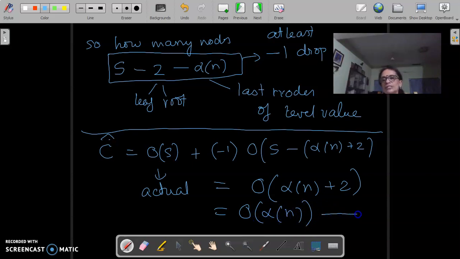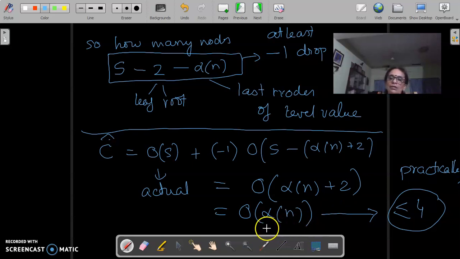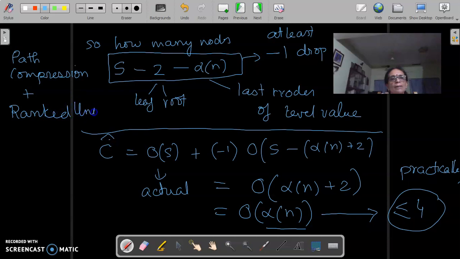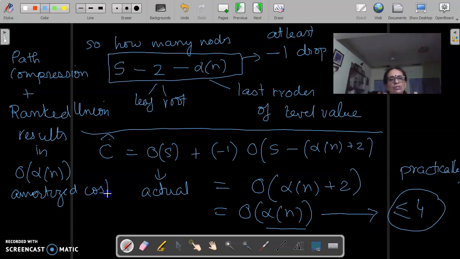Now we have already seen what is the maximum value of alpha n. It is less than or equal to 4 practically. We cannot imagine bigger values of alpha n for any n. So hence, what is the final takeaway? Path compression heuristics plus rank union heuristics results in O alpha n amortized cost of each operation in the worst case.